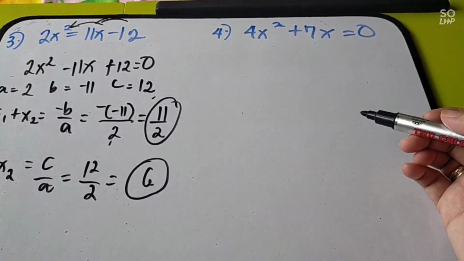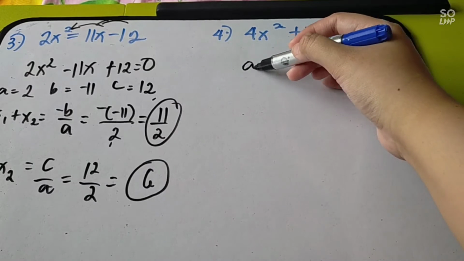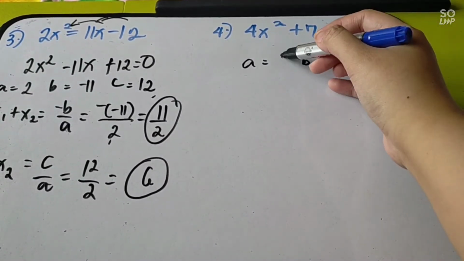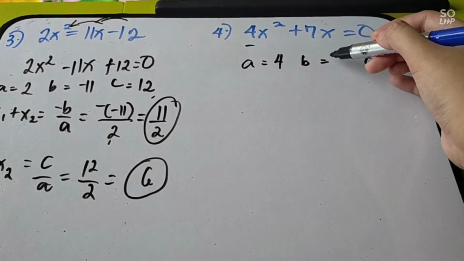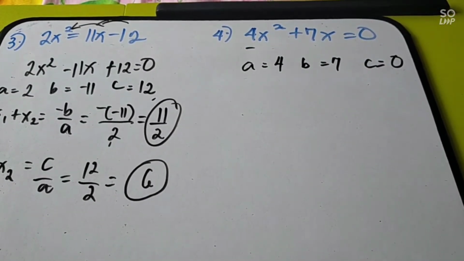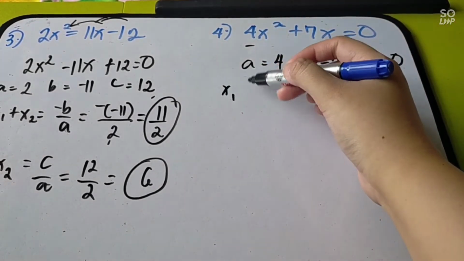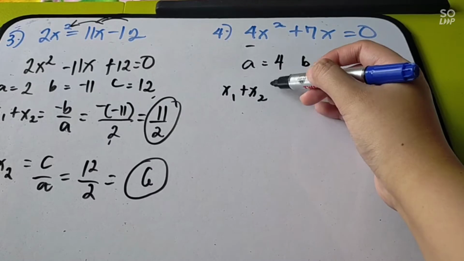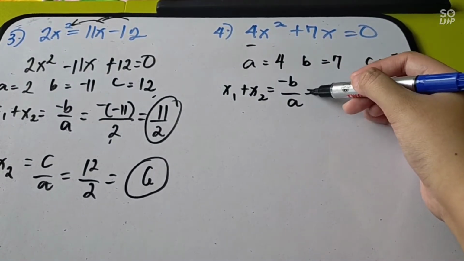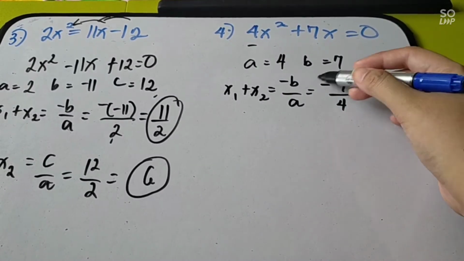4x squared plus 7x equals 0. So, naka-arrange naman na siya. So, let us have your a, your b, and your c. Ang a mo dito, we have here 4. Ang b mo, we have 7. Ang c mo, we have 0. Then, afterwards, let us have your formula. x sub 1 plus x sub 2 for the sum is equal to negative b over a. So, it is equal to negative, your b is 7, over a, we have 4. O, yan na.